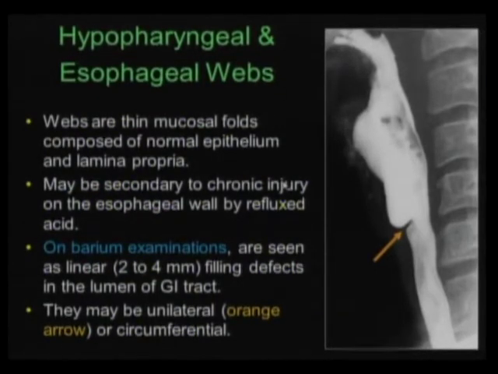How do we see the webs on the GI exams? They are thin, ultrathin, 2 to 4 millimeter filling defects in the lumen of the GI tract. Okay, it could be unilateral or circumferential. What is important is that when they are very severe or obstruct an important part of the lumen, they can produce severe dysphagia. So the gastroenterologists appreciate when we mention that there is a web and if there is a significant luminal narrowing.